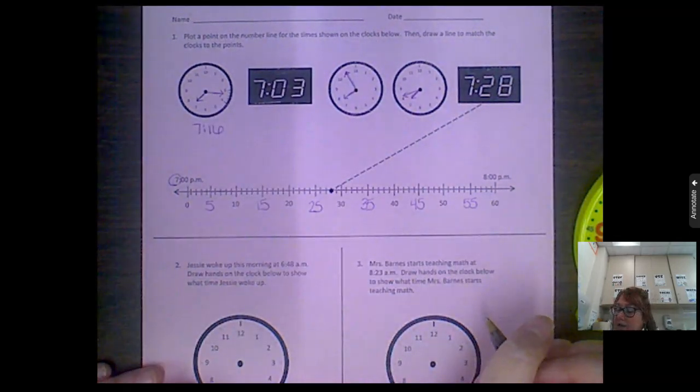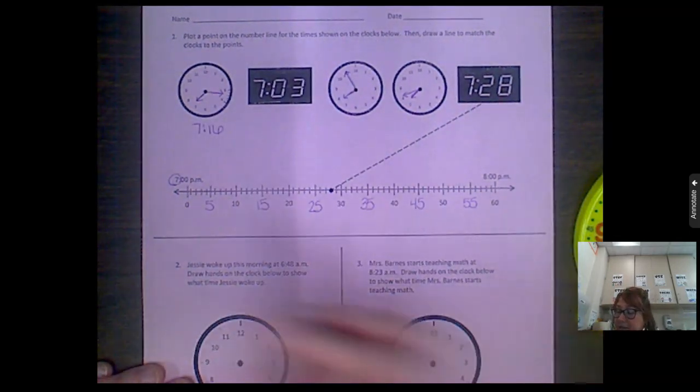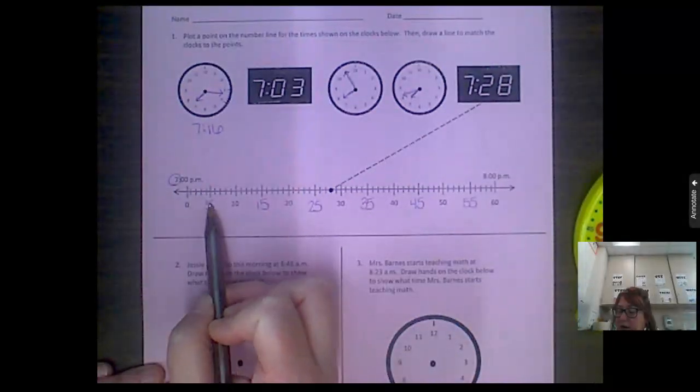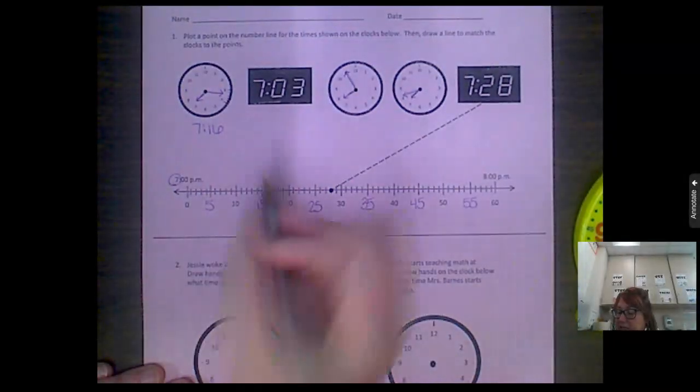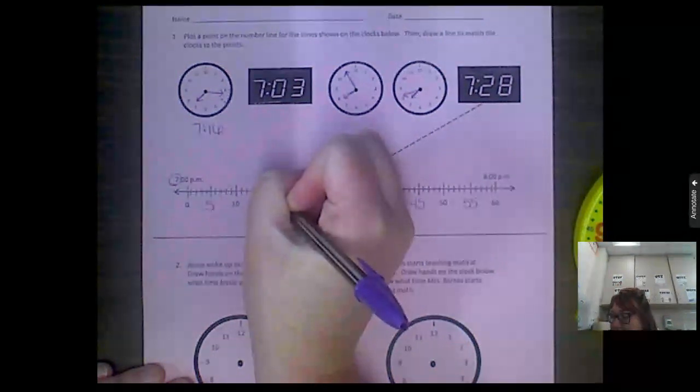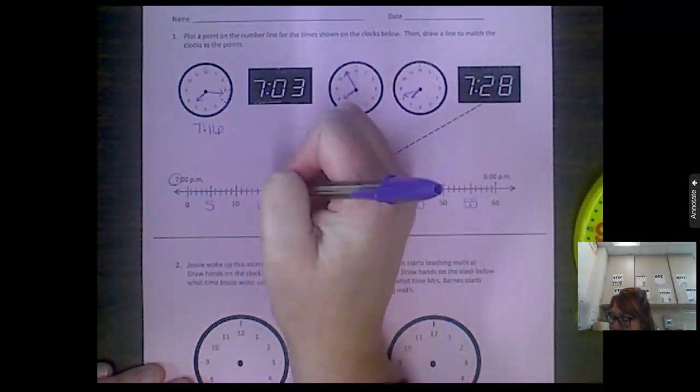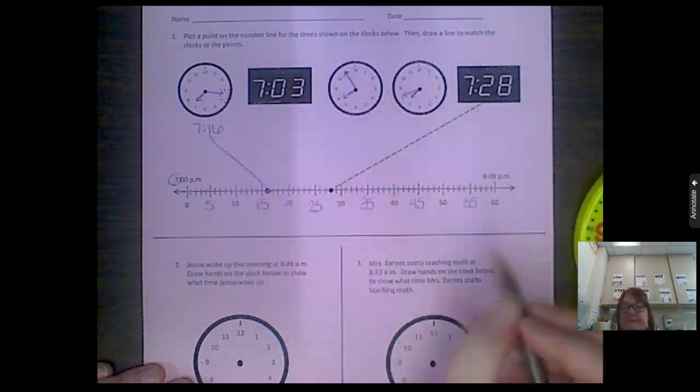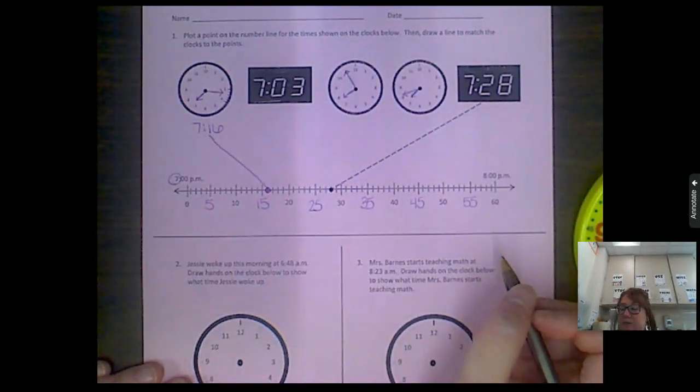And then 7:16 on our number line, we have 0, 5, 10, 15, and then 1 after that would be 7:16, right? And then we can draw the line to connect it. So that part's pretty easy. The next one is nice and easy.